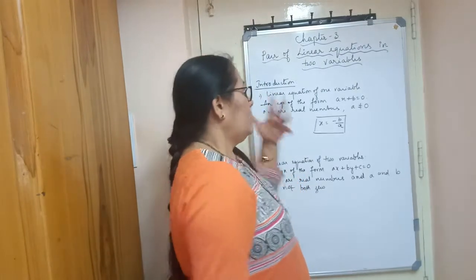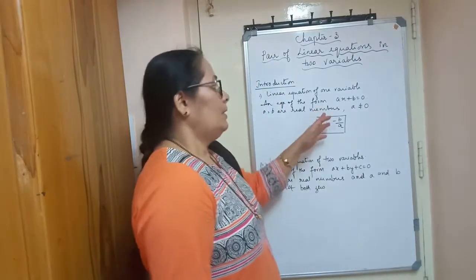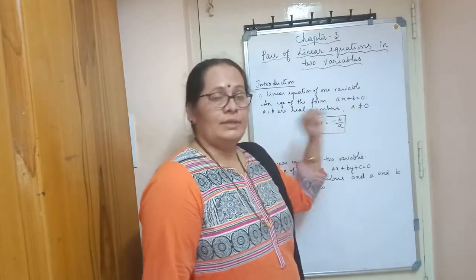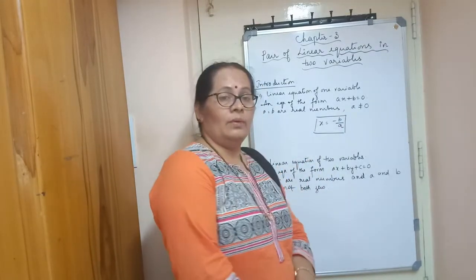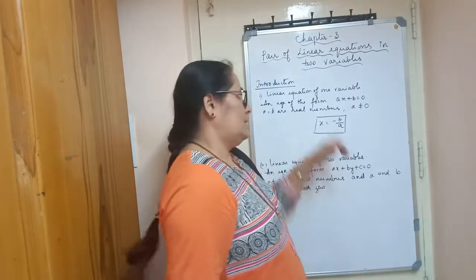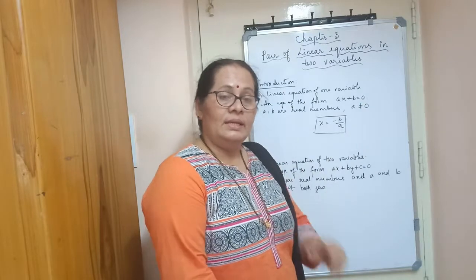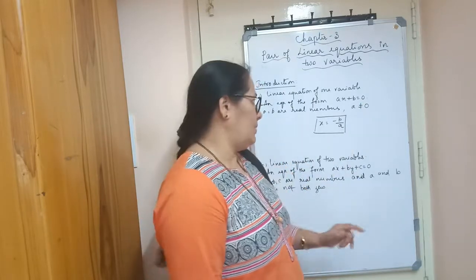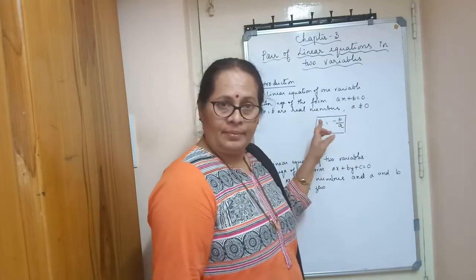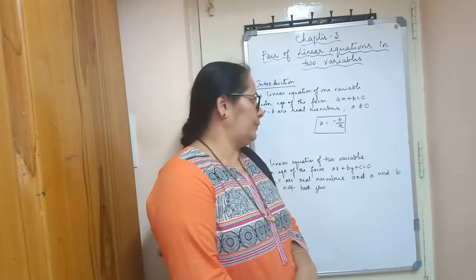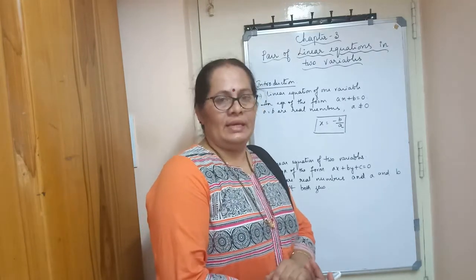Now, a linear equation of one variable is an equation in the form of ax plus b equals 0, where a and b are real numbers and a is not equal to 0. So, an equation of the form ax plus b equals 0 is a linear equation of one variable x. Then we learned how to find the solution of the equation.